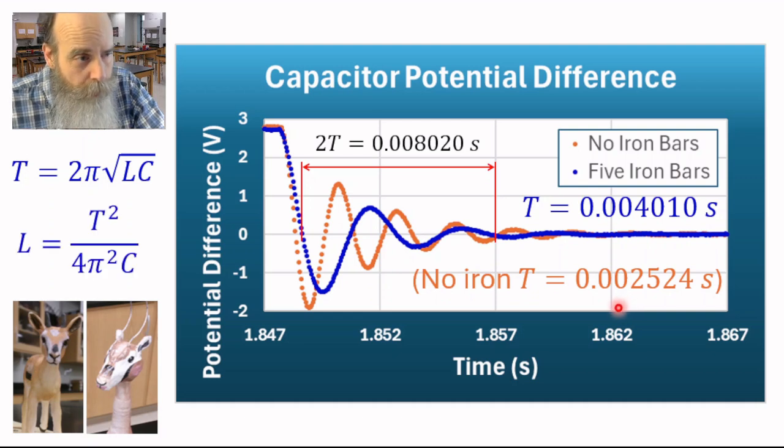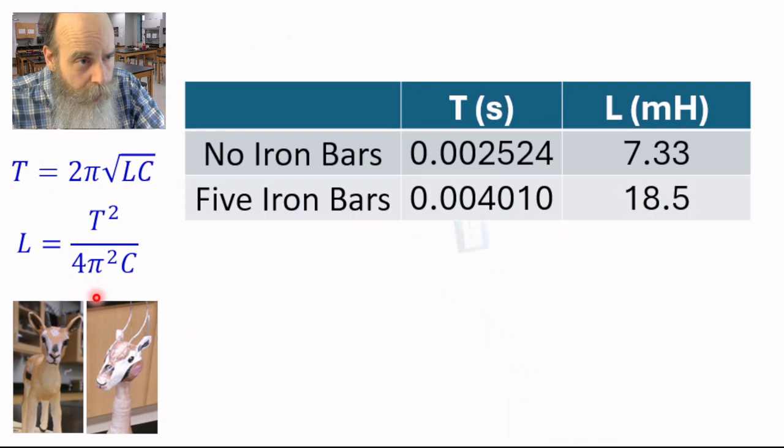We calculate inductance from this expression. L equals T squared over 4 pi squared C. Here's what we found. With no iron bars, L was 7.33 millihenries. With 5 iron bars, it was 18.5 millihenries.